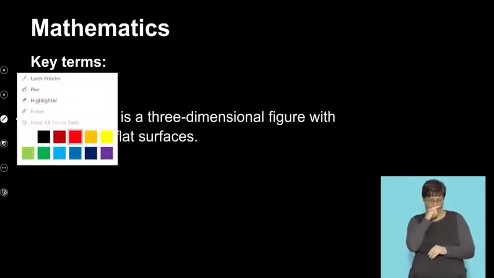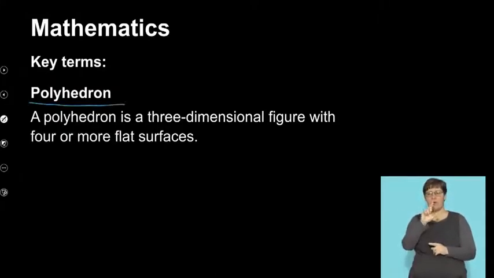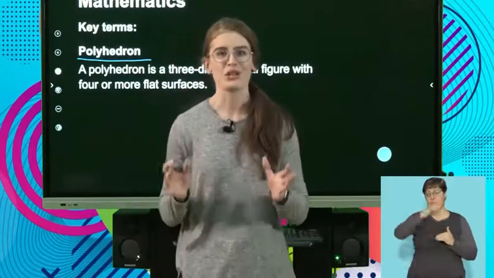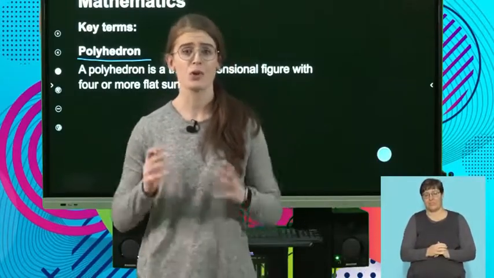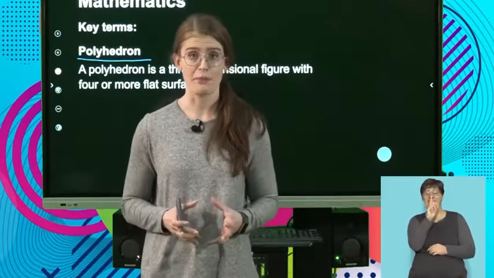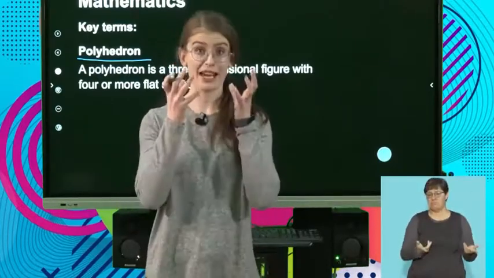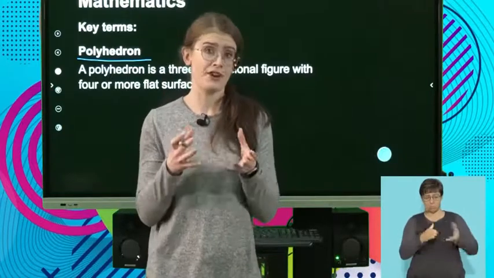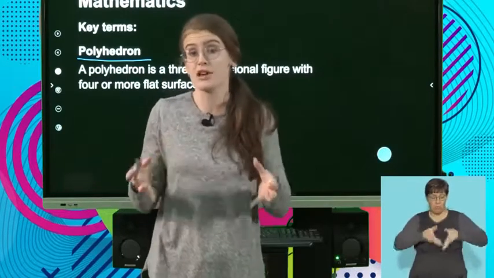So a polyhedron. We have discussed this previously, but just in case this is your first time with us today, a polyhedron is a three-dimensional figure with 4 or more flat surfaces. I'm just going to pause at this point just to make sure you're all with me. A polyhedron is a three-dimensional shape. So essentially it's a shape that I could actually hold. It could be a spherical ball or a box of chocolates.